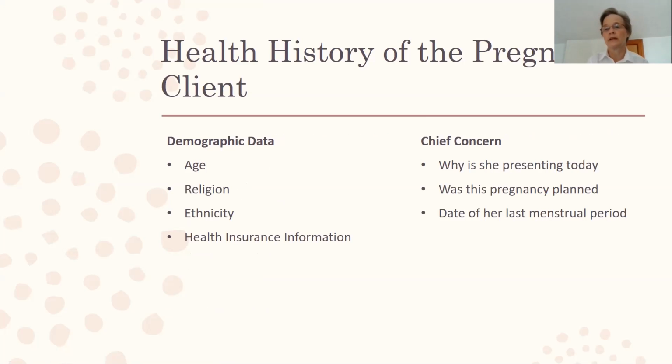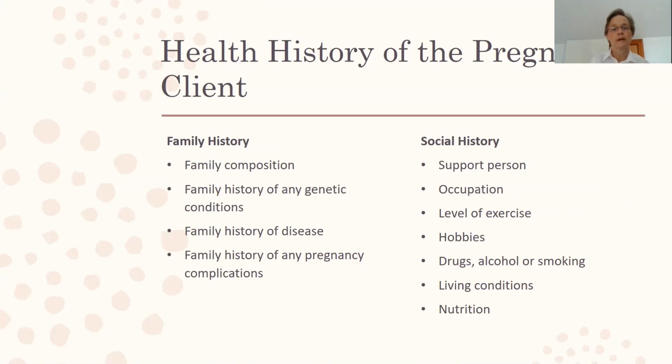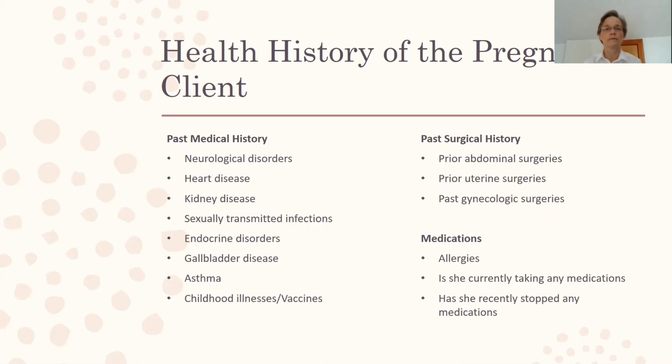Why is she presenting today? Is she pregnant? Was it planned? When was the date of her last menstrual period? Again, family history, social history, very, very important. And you want to always look for signs of abuse, smoking, drug abuse, any kind of domestic abuse of any sort. But again, you're reading your patient, that therapeutic communication, watching the verbal and the nonverbal cues, as well as your skin assessment.